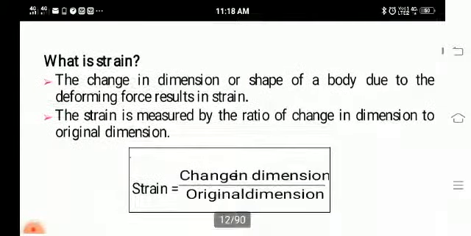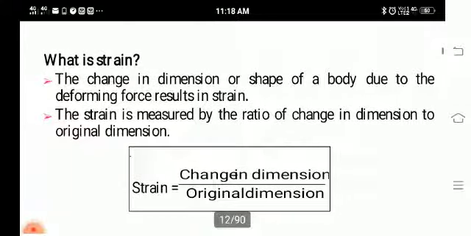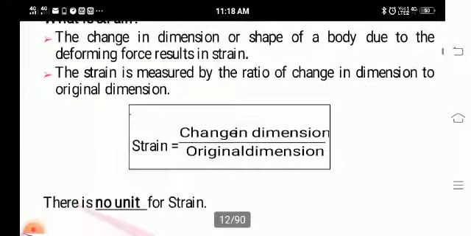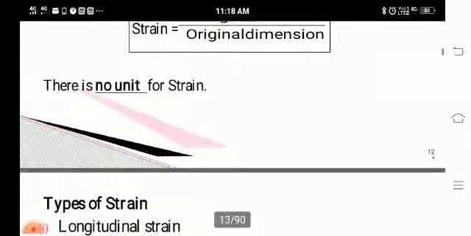Now we'll see what is strain. The change in dimension or shape of a body due to the deforming force results in strain. The strain is measured by the ratio of change in dimension to the original dimension. That is, strain is equal to change in dimension divided by original dimension. For strain, there is actually no unit.